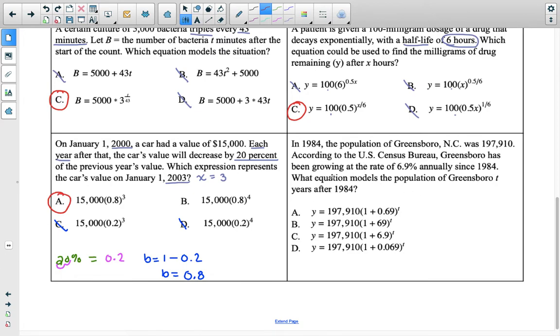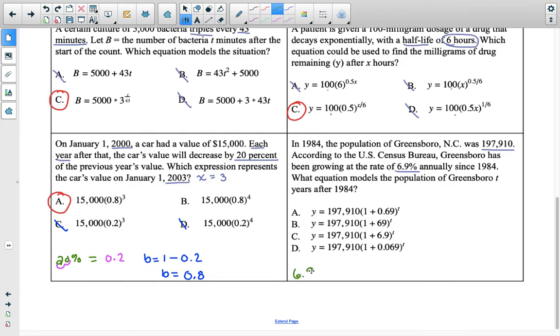And the last one on here says, in 1984, the population of Greensboro, North Carolina was 197,910. According to the U.S. Census Bureau, Greensboro has been growing at the rate of 6.9% annually since 1984. So we have our starting value. What equation models the population of Greensboro, T years after 1984? So again, we have 6.9%. We need to change that to a rate, a rate into a factor.